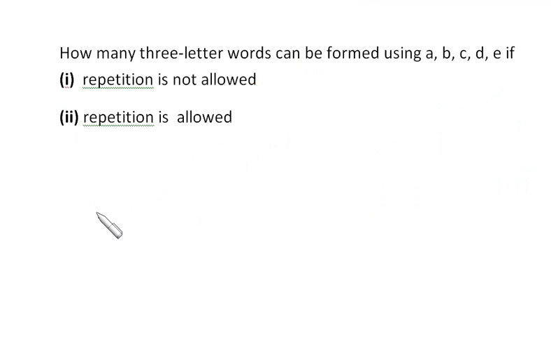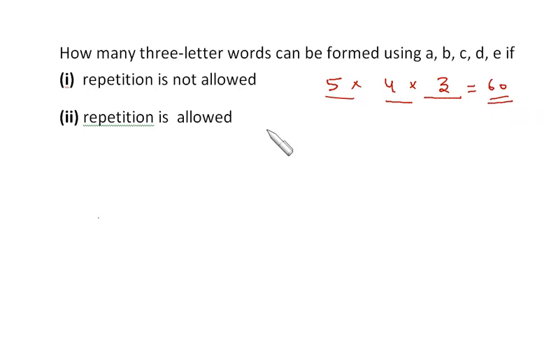Now let's see this question. How many 3 letters word can be formed using A, B, C, D and E if repetition is not allowed? Now we have 3 places to be filled up, 1, 2 and 3. For the first place we have 5 choices, right? But we don't want the repetition. So for the second place we have 4 choices, and for the third place we have 3 choices, right? So in all 60 words can be formed.